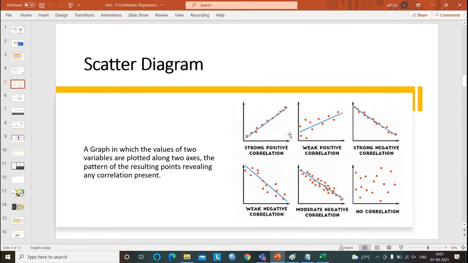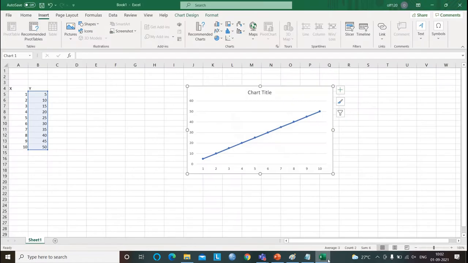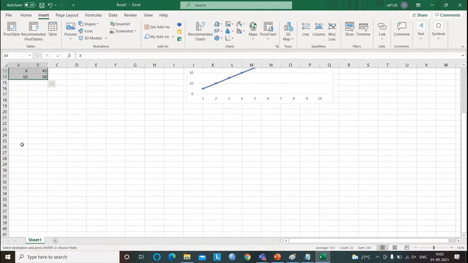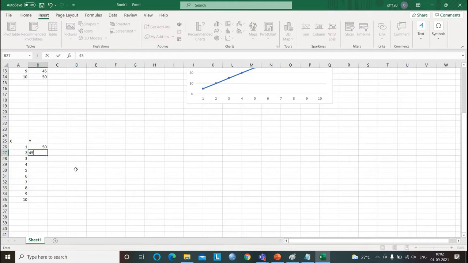Now next one, let's take one more example. Let's take the same data. I'll just copy this and change these values. This is a very simple way for us to find out whether there is a correlation between two variables or not.